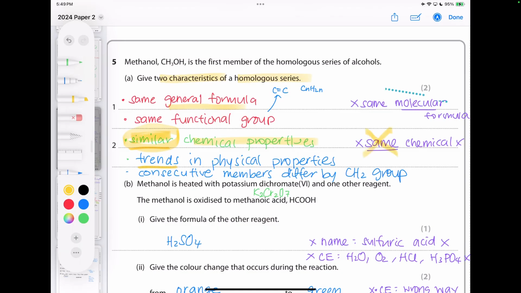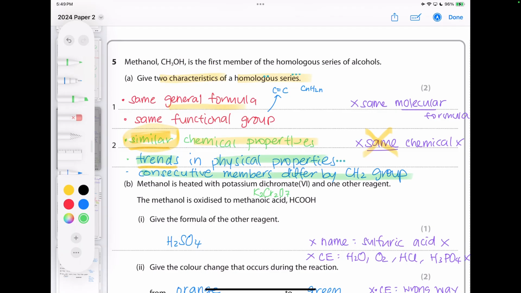Okay, and if you are writing physical property, then you have to use the word trend. The reason for trend is because due to the difference in molecular size, the value for their melting point, boiling point, viscosity, density will also differ a little bit. So we have to use the word trend, we cannot use the word same. And the fifth possible answer is consecutive members differ by 1 carbon and 2 H's.